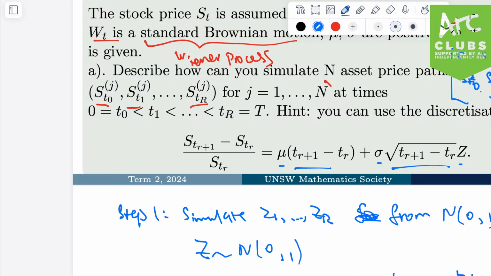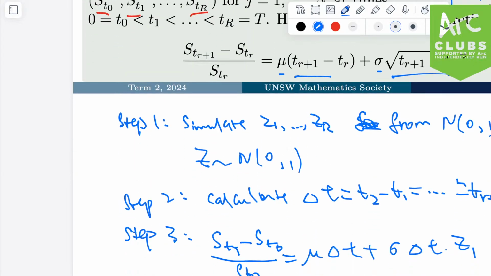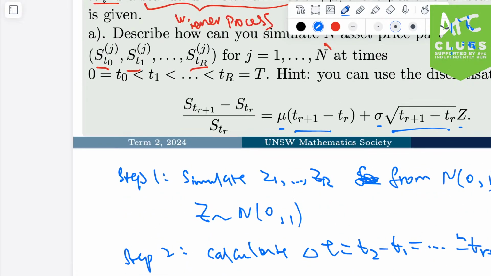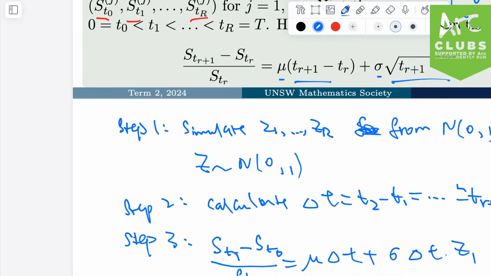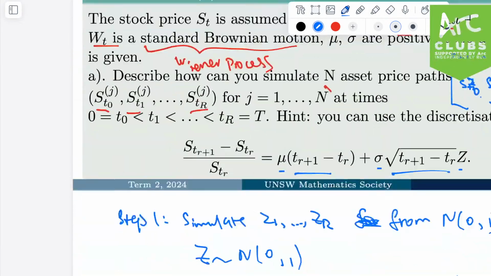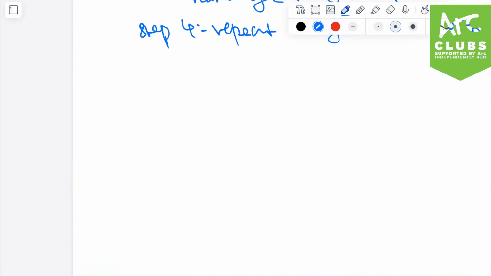And just repeat this process for, so step 4 will be repeat to get S_t2, and so on. Yeah, so it's basically like describing your for loop in MATLAB. Hopefully this makes sense.